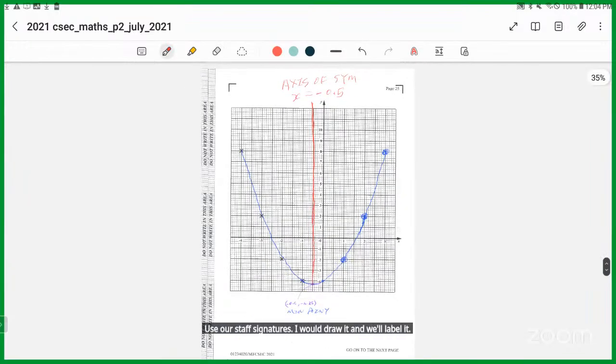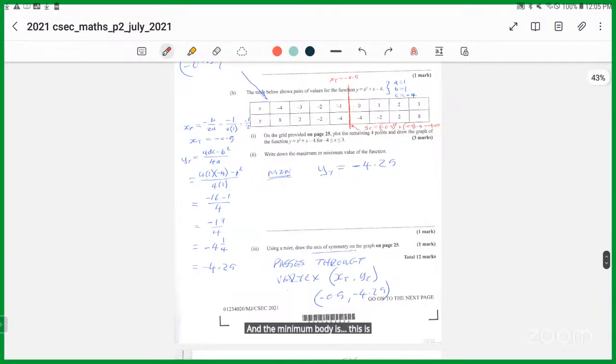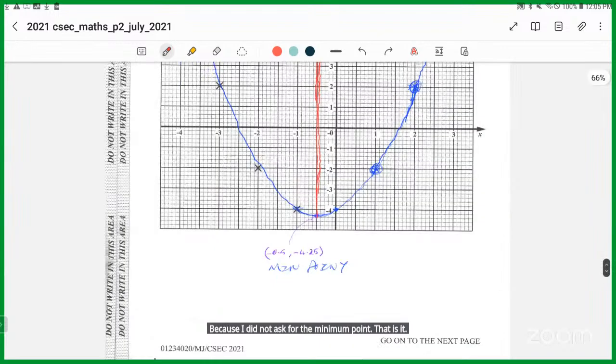And the minimum value is this. This is the correct answer for the minimum value. If you ask for the minimum point, it will be this, but I did not ask for the minimum point. That is it. I think that finishes that question.